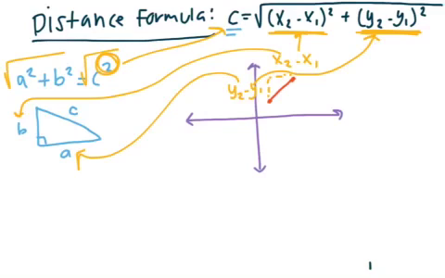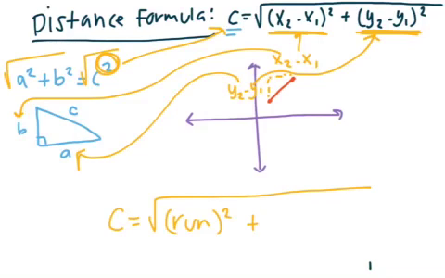So the distance formula is just the square root of your run squared plus your rise squared. So that's where this x2 minus x1 comes from, the rise over run from your slope formula. y2 minus y1 is your rise.